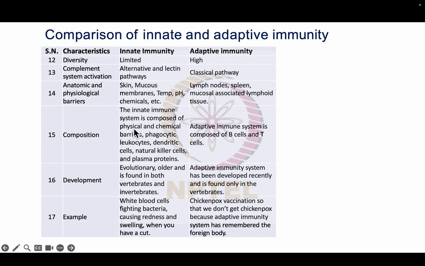Composition: innate is composed of physical and chemical barriers and phagocytic leukocytes. Adaptive is composed of B cells and T cells. Innate immunity development is evolutionary, older, and is found in both vertebrates and invertebrates. Adaptive immunity system has been developed recently and is found only in vertebrates. Example: WBCs fighting bacteria causing redness and swelling when you have a cut. Chickenpox vaccination, so you won't get chickenpox disease because there is generation of adaptive immunity and they are going to generate memory cells which will remember the foreign body in future infection.